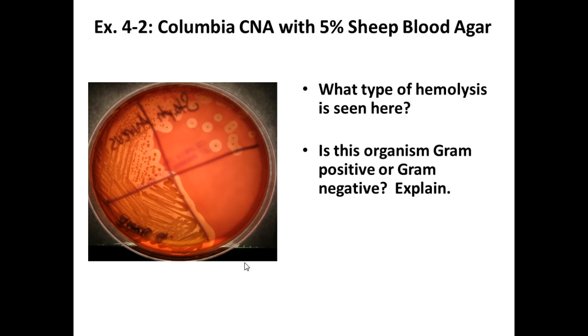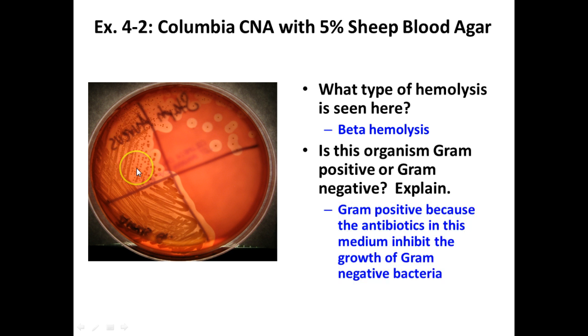This one's beta, right? So complete lysis of the red blood cells. And again, because this is a CNA plate, this organism is gram positive. And in fact, if you can read, this is Staph aureus. Staph aureus is actually what I thought I was putting in the 0 on those plates yesterday. But clearly not beta, right? There's no hemolysis of the red blood cells associated with the 0.